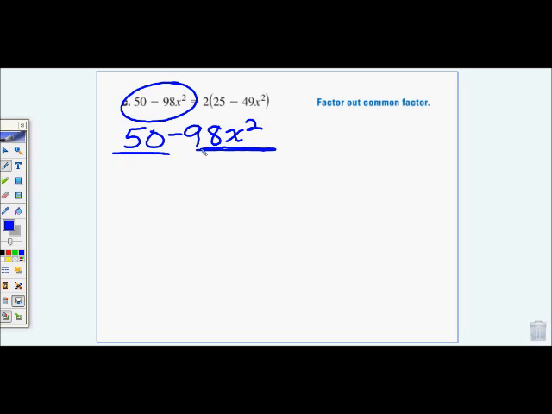Do we have a perfect square for 50? No. So darn it, I can't apply that. Why would they put that in this lesson if I can't apply it?